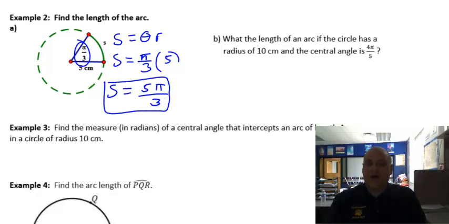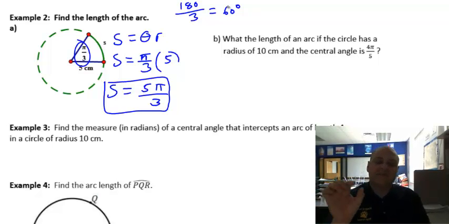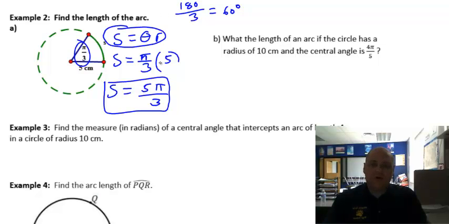Pi over 3. Remember we said pi radians is about 180 degrees. 180 divided by 3, isn't that 60 degrees? So this is the same exact example as example 1, except instead of giving us 60 degrees, they gave us pi over 3. If they give it to us in radians, I can use this formula, which is much simpler. I can use S equals theta times R.